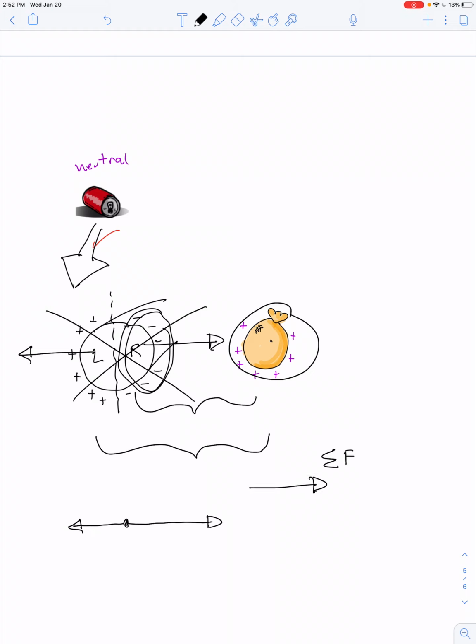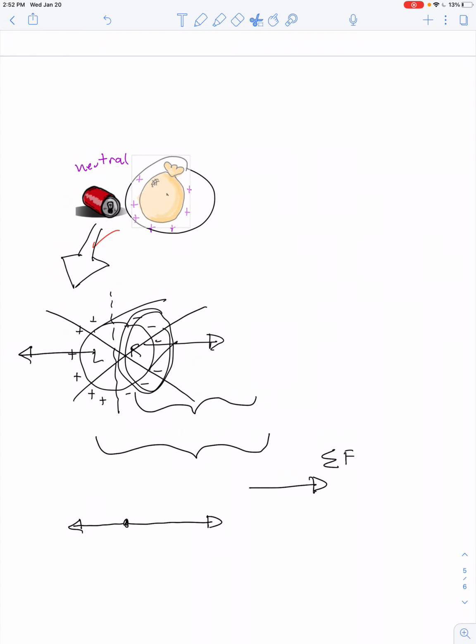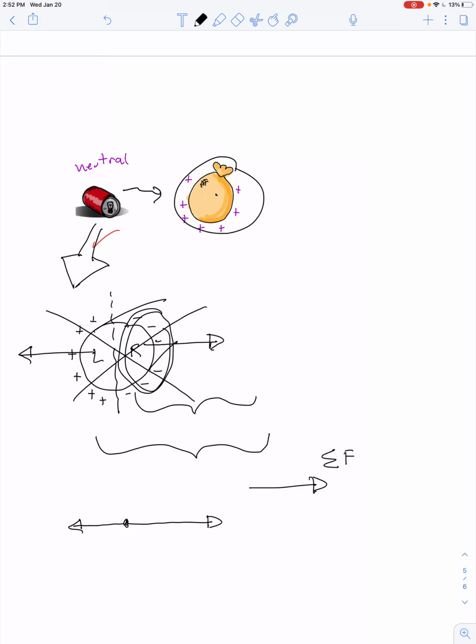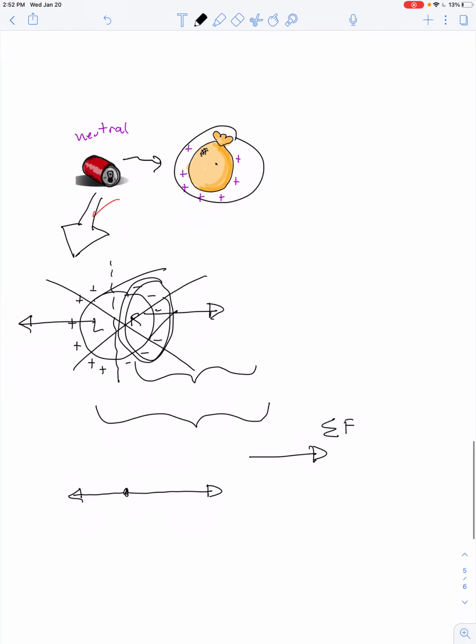And what you'll see in this demonstration, if you try it at home, it works every time. When you hold the balloon close to the neutral can, the can will start to roll and go towards the balloon. Okay, so I encourage you to try that one for yourself and see if you can bring this physics to life.